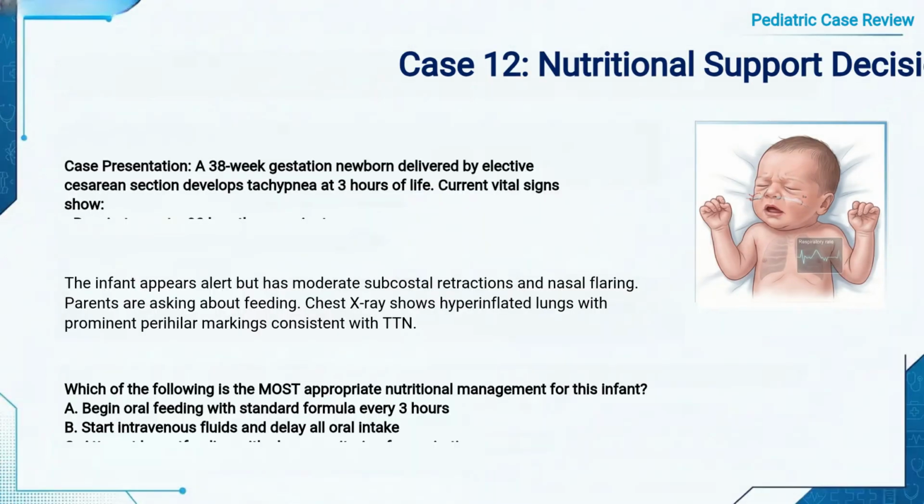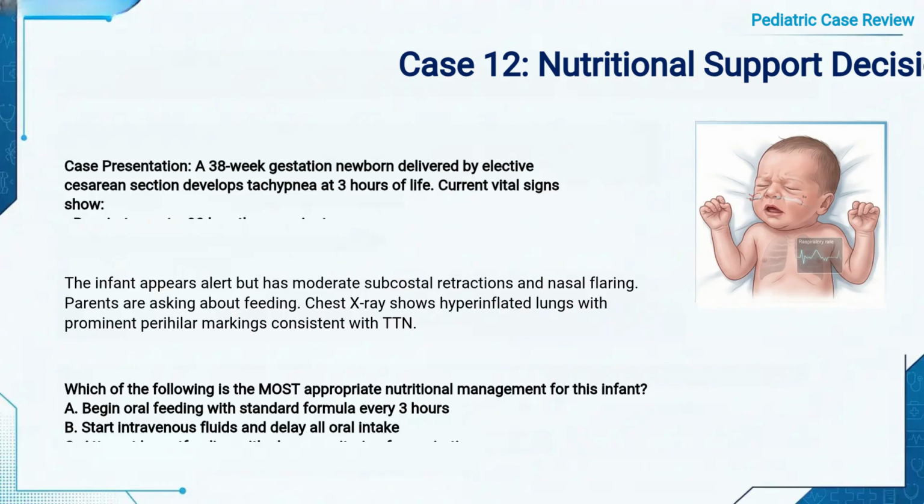Case 12. A 38-week gestation newborn delivered by elective cesarean section develops tachypnea at 3 hours of life. Current vital signs show respiratory rate 90 breaths per minute, heart rate 155 beats per minute, oxygen saturation 91% on room air, and temperature 36.8 degrees Celsius. The infant appears alert, but has moderate subcostal retractions and nasal flaring. Parents are asking about feeding. Chest X-ray shows hyperinflated lungs with prominent parahilar markings consistent with transient tachypnea of the newborn.